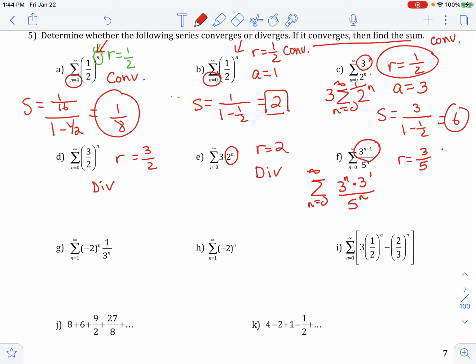That number is less than 1, so that means this series converges, which means there is a sum, and the sum of this series would be A. The first term is, what do I get when I plug in 0 for n? It ends up being 3. A over 1 minus R. This is 15/2.